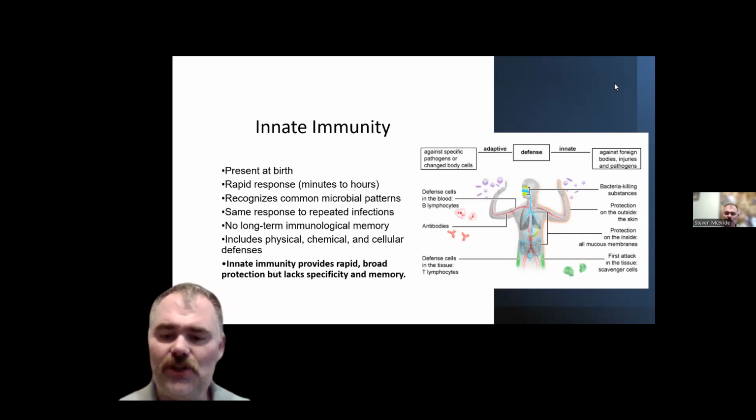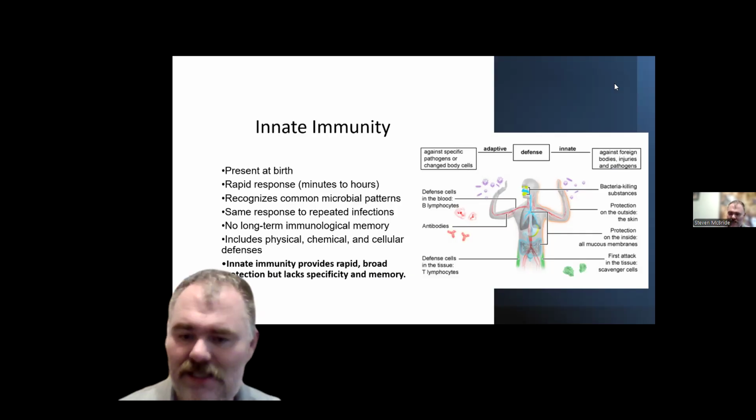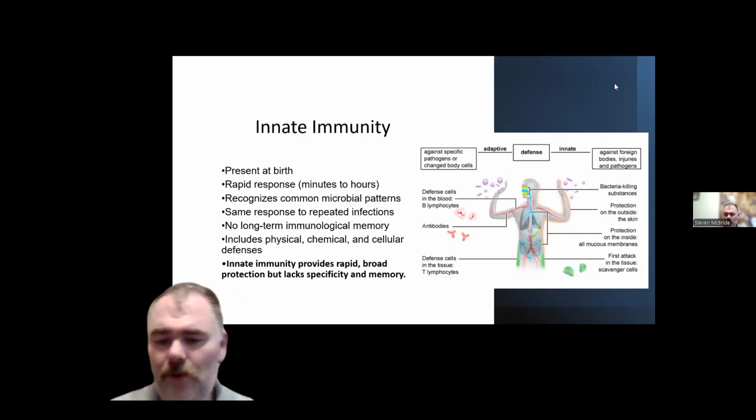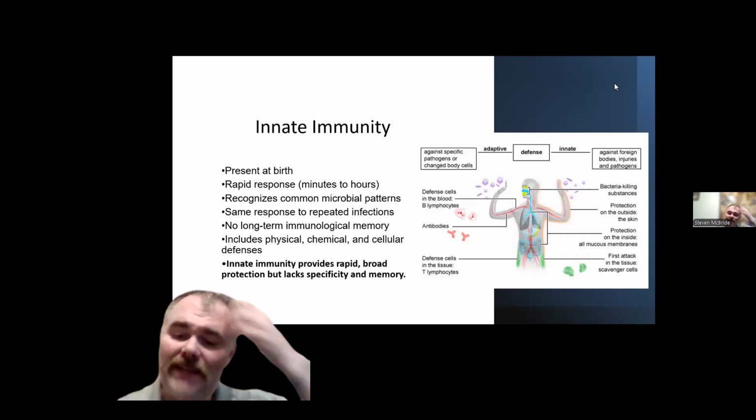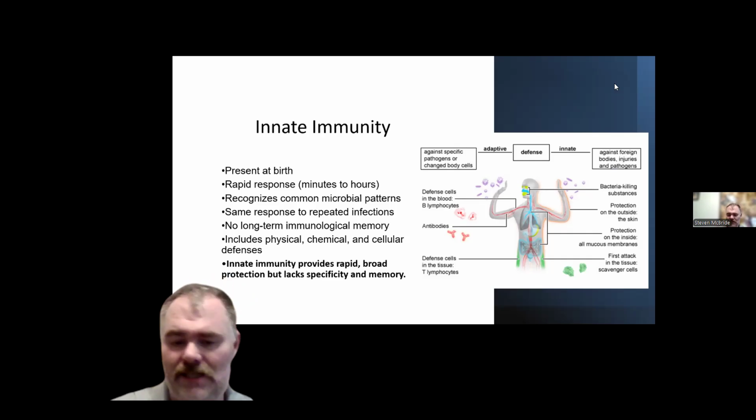Although innate immunity is extremely important, it has limitations. Many pathogens have evolved ways to avoid or overcome these defenses. This is one reason why a second, more specialized system, the adaptive immune system, is necessary.